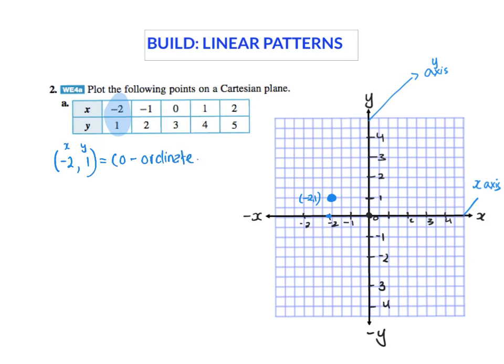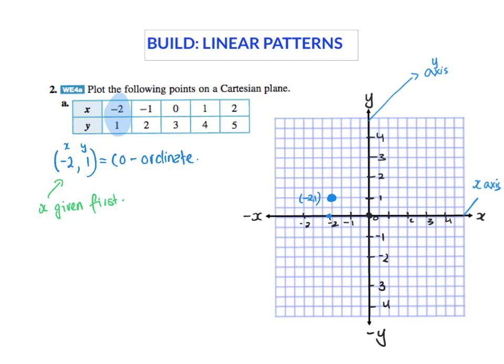Okay, so when they give you a set of points to put on the graph, like a set of numbers, that's called a coordinate. And you need to notice that x is given first. When they give you a set of coordinates, x is always given first.